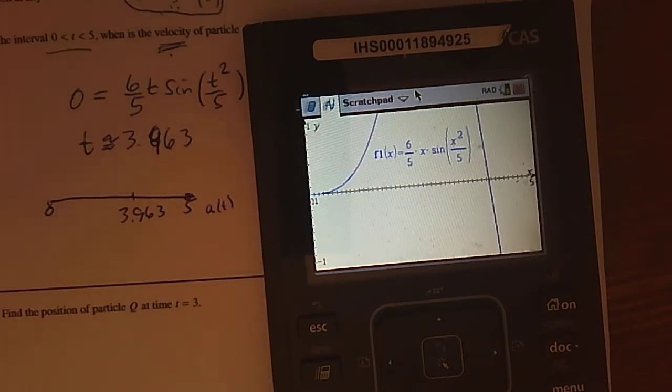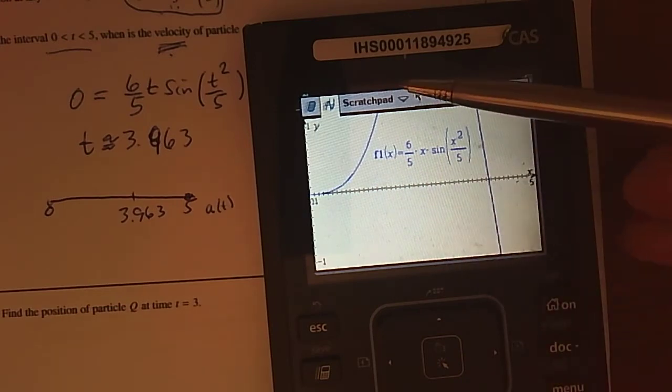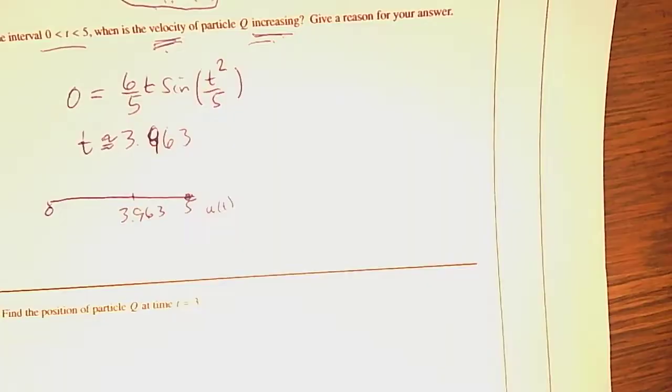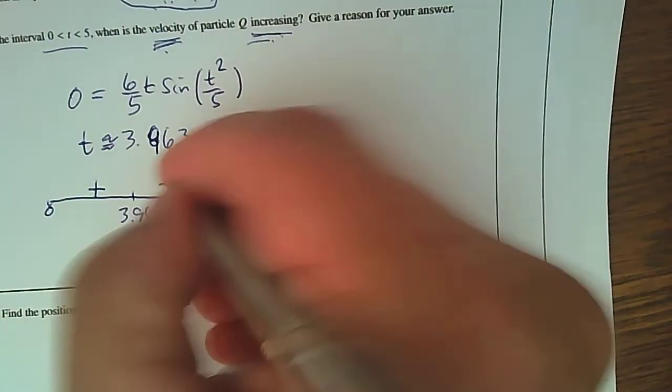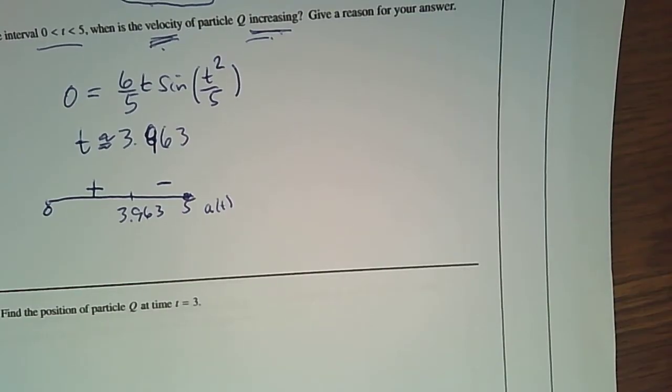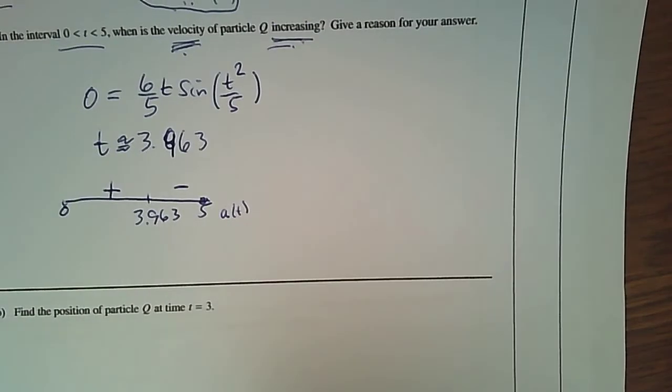And then what do I notice from 0 to 5? So first of all, can you see that's going to be 3.963? I already know it because I solved it. But what do you notice on the left? Is it above or below? So I can tell from 0 to here, it's above. And then from 3.963 on to 5, it is below.